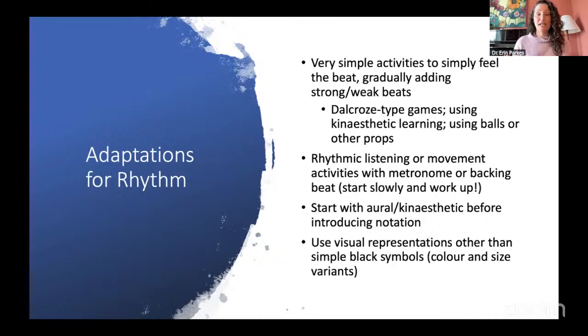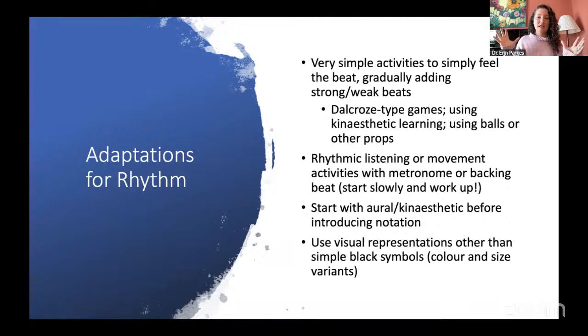Start with oral or kinesthetic learning before introducing notation. Again, that sound before symbol piece. And using visual representations other than just simple black symbols. Just reading the black on white can be difficult, and especially when you've got the staff that is these 5 horizontal lines, and then you've got these dots placed wherever on the staff, and then you have vertical lines cutting between them for the stems. It's just a lot to take in.